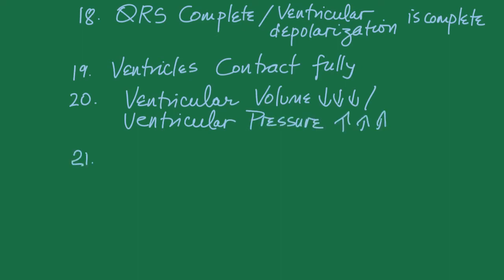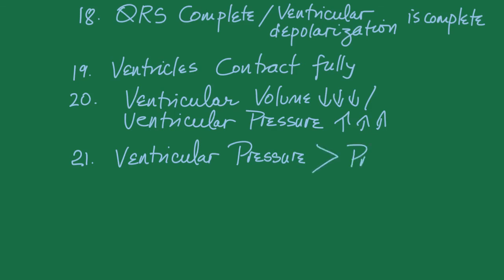Now that puts the ventricular pressure greater than pressure in the great arteries. When ventricular pressure is greater than the pressure in the great arteries, semilunar valves, which is aortic and pulmonary valve, they open.